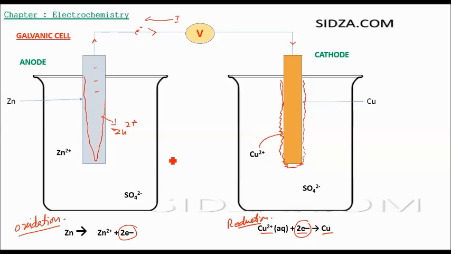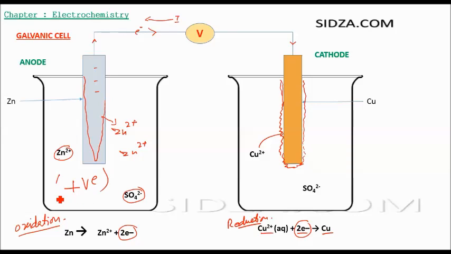The reason is that when oxidation occurs at the anode, the zinc dissolves in the zinc sulfate solution. Initially, at the start, the solution was neutral. It contains the same number of cations and anions, the zinc ions and the sulfate ions, so the solution is neutral. But once the oxidation occurs at the anode, the zinc ion concentration will increase in the solution. So overall, the solution gets positively charged, right?